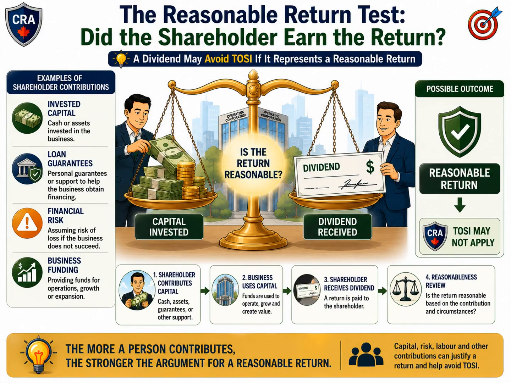The reasonable return test is another important exception within the TOSI framework, but it approaches the problem from a different angle than the excluded business test. The excluded business test focuses primarily on active involvement and labor contributions. The reasonable return test, however, asks a broader question. Did the shareholder receive a return that is reasonable based on what they contributed to the business?